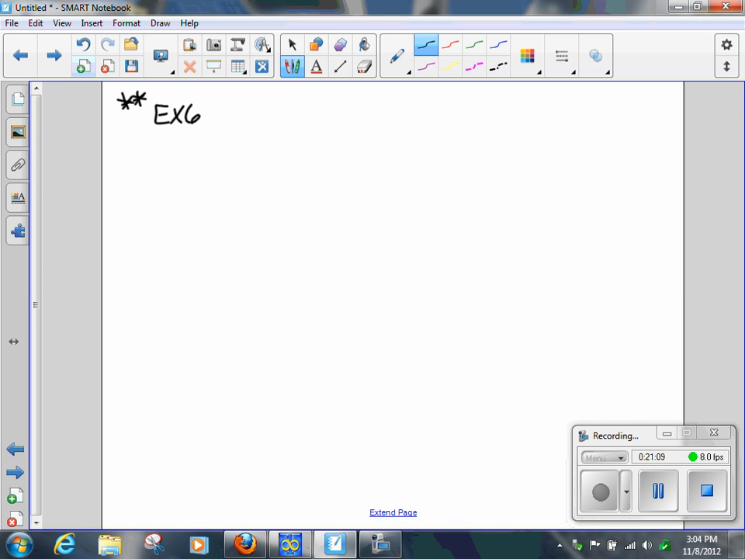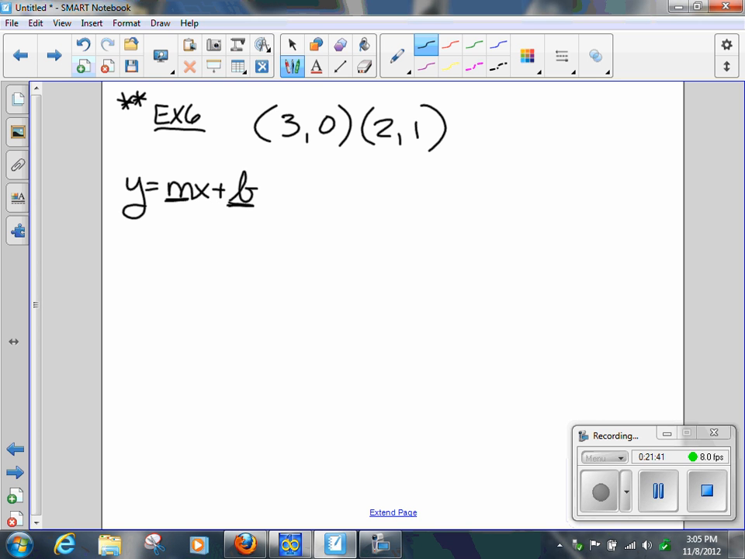Two stars. This is more important. All right, so let's go with the points 3, 0 and 2, 1. What example is this? Number 6. What have we been doing to begin with? Y equals mx plus b. We've been writing that formula, and we know that there are 2 letters that we substitute in at the very end. What are they? Slope is m, y-intercept is b.